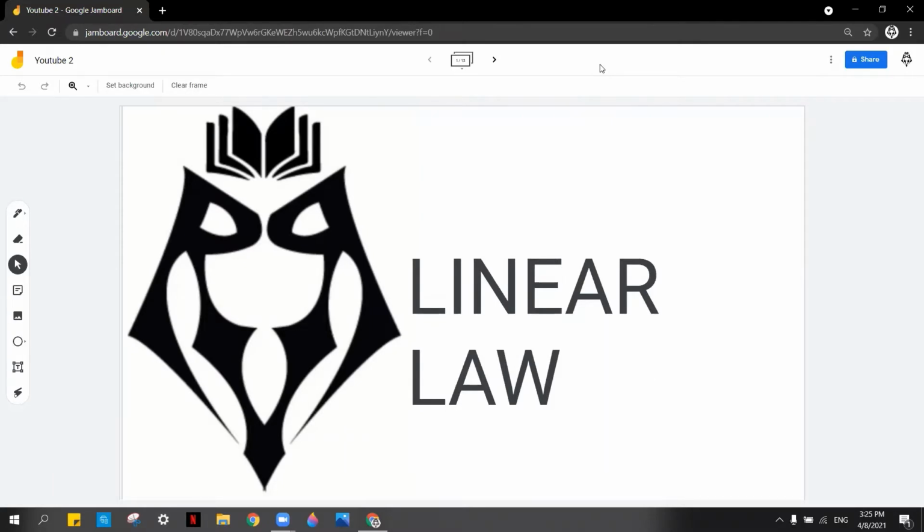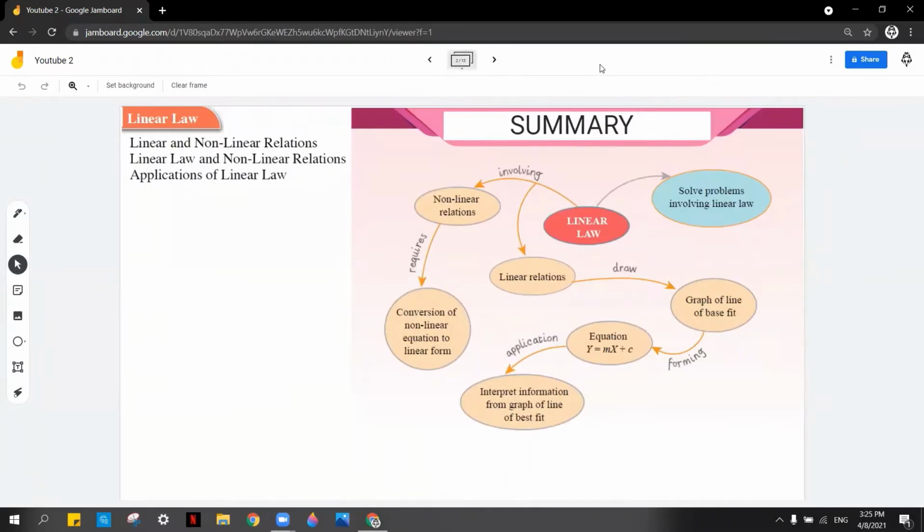Today's topic is linear law. This does not apply to beginners who talk about linear, because this is a higher-end application of linear law itself. That's why it's linear law, not linear equation, right? So let's get into this.